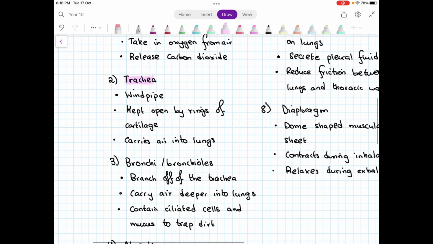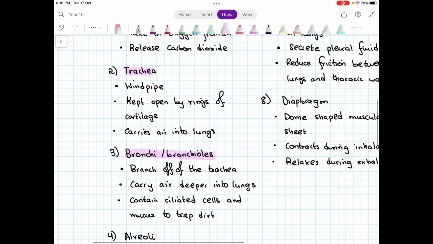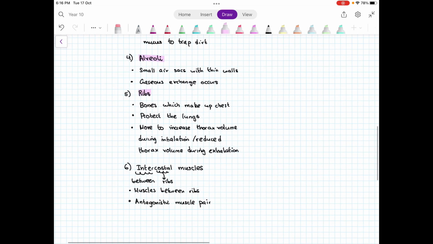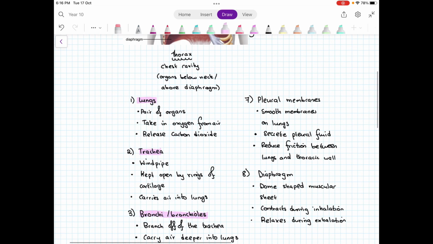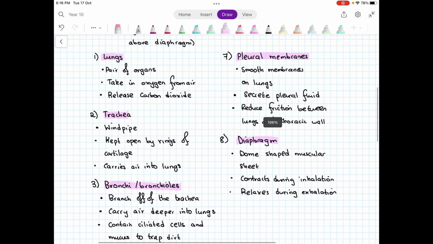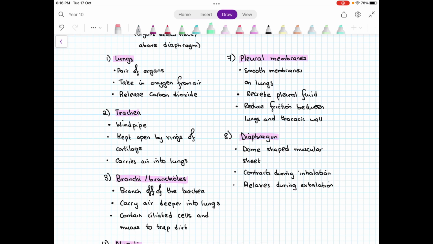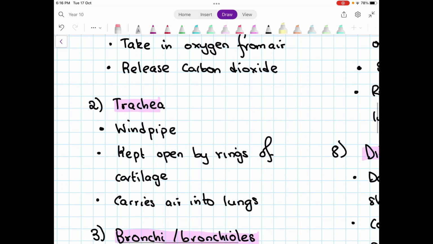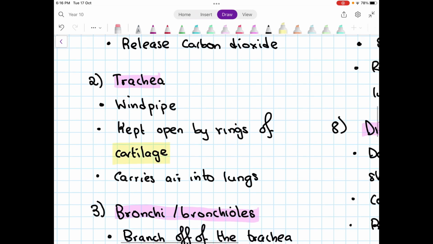So there you have it, the 8 main structures. They include the lungs, the trachea, bronchi or bronchioles, alveoli, ribs, intercostal muscles, as well as pleural membranes and the diaphragm. I'll just go ahead and highlight some key terms.